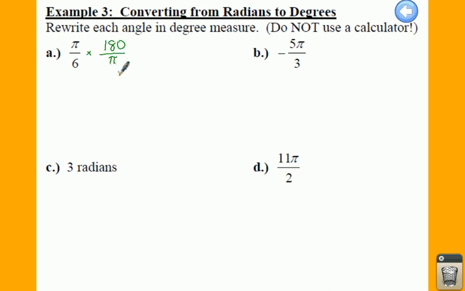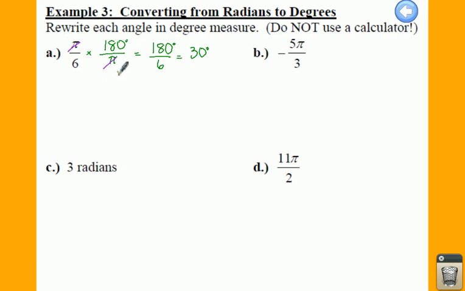The reason we do that is because then that's going to cancel out our pi's, like so. So then what you have is just 180 divided by 6, which is 30. This is going to give you 30 degrees.